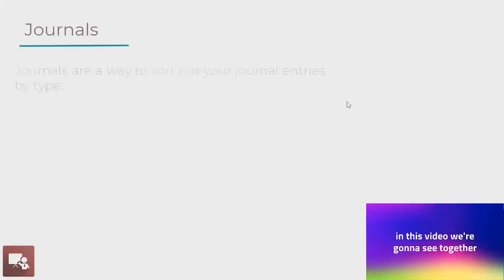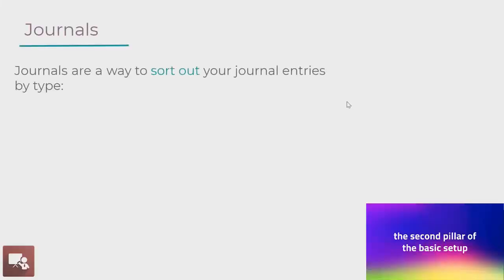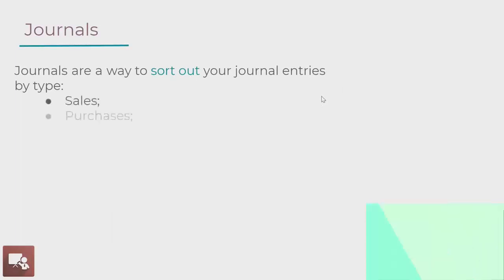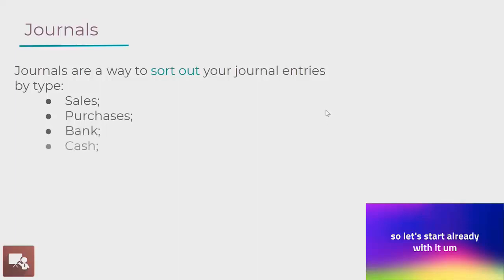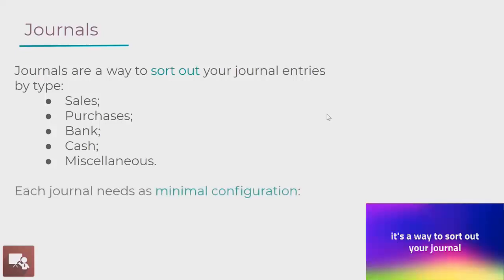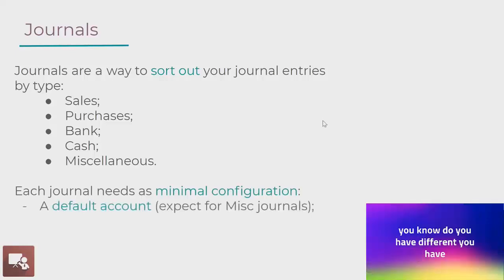In this video, we're gonna see together the second pillar of the basic setup in order to be in production, that is the journals. So let's start already with it. What is a journal? In accounting, it's a way to sort out your journal. You know, do you have different you have?